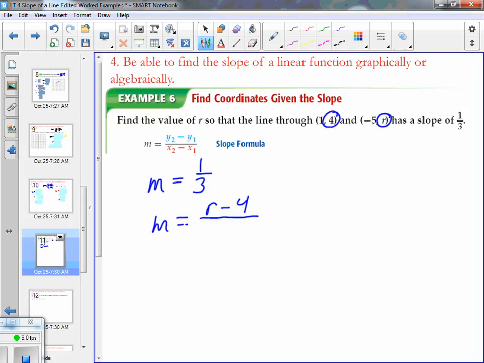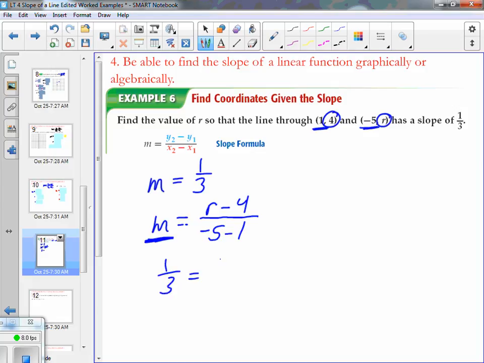over x2 minus x1. Everybody with me on filling the numbers in and the r? The directions tell us to find r. m equals 1/3. So replace the letter m right there with 1/3.